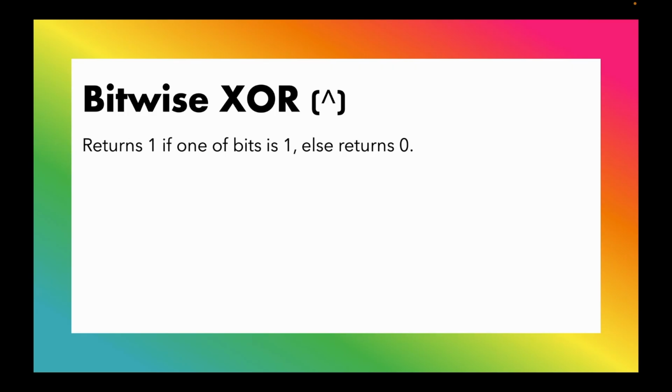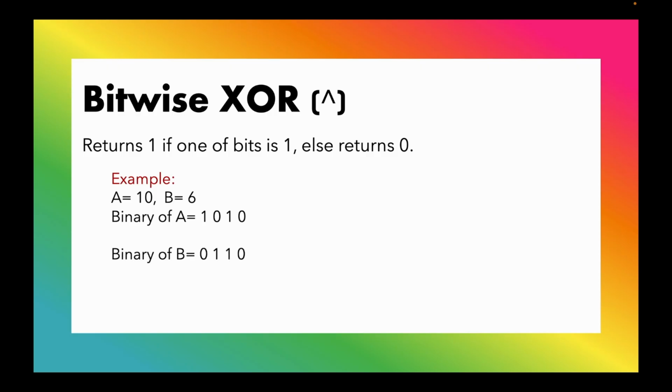Here we have the bitwise XOR operator. In this case it returns 1 if only one of the bits is 1, else it returns 0. And let's see the example. A equals 10 and B equals 6, and the binary representation of 10 is 1010 and the binary of B is 0110, and if we do XOR between A and B it gives 1100, and the decimal equivalent of it is 12.